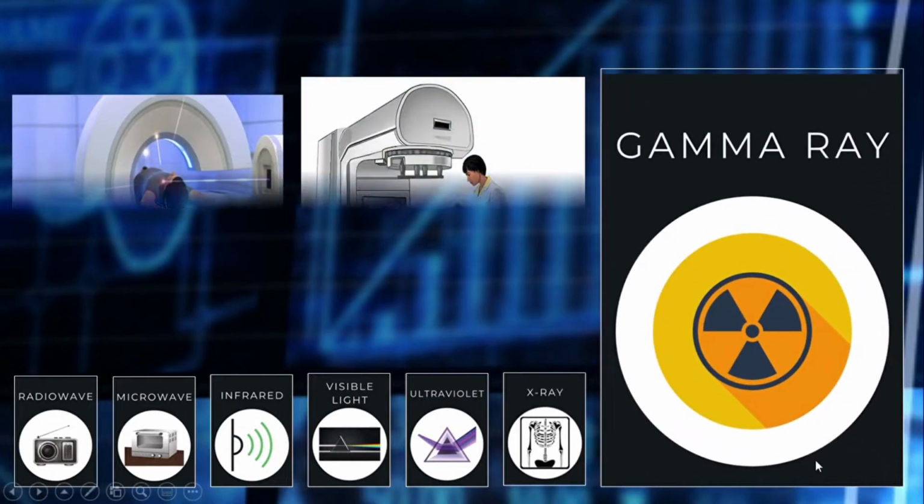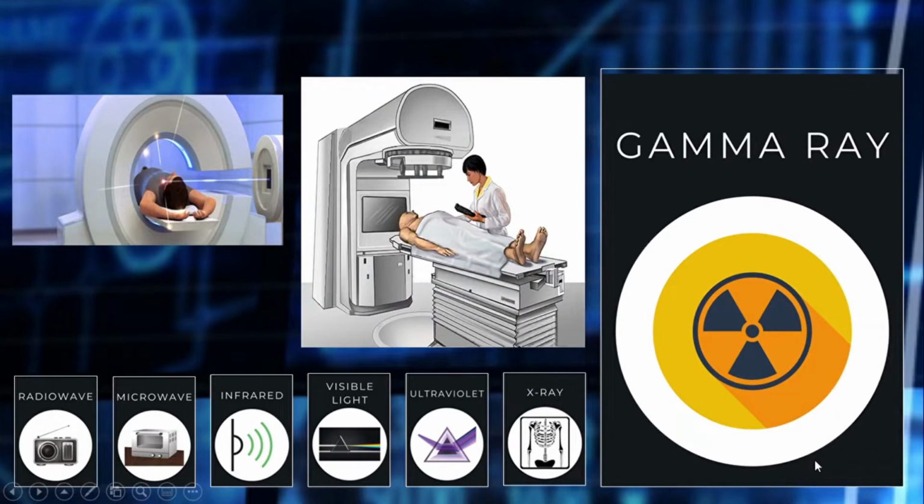Gamma ray. Treat tumors and cancer through the process called radiotherapy. The high-energy rays of gamma destroy cancer cells in the area where it is given. Gamma rays also sterilize surgical instruments because they easily penetrate through materials, and the energy they release kills bacteria and other microorganisms.